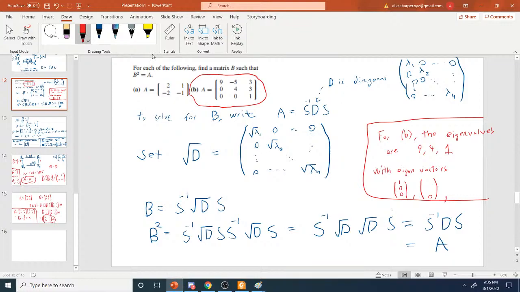If I subtract 4 from this, I get 0. If I subtract 4 from this, I get 5. So yeah, that's the second eigenvector. And let me just test something real quick, because I think I have some idea of what's going on. If I multiply this by this, and that doesn't work.